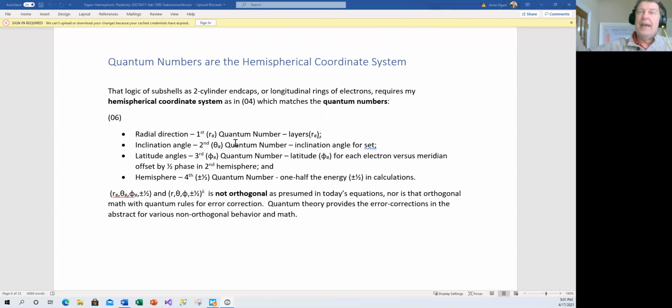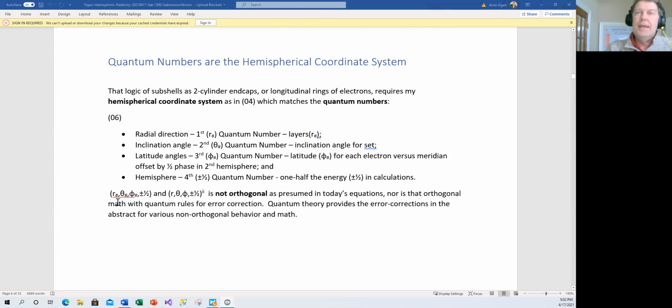A longitude is an angle from the equator, which we'll know from the maps and the globes that we all use. And then the latitude is the third quantum term, and we use theta for inclination, and we use phi for the latitude. And these are counts. So you're taking the actual 90 degrees and then you're dividing it up by these, which I'll show later. And the fourth one is the hemisphere. And the hemispheres, of course, become a +1/2 or a -1/2, because for many calculations, we can only use half the energy. You're in a hemisphere.